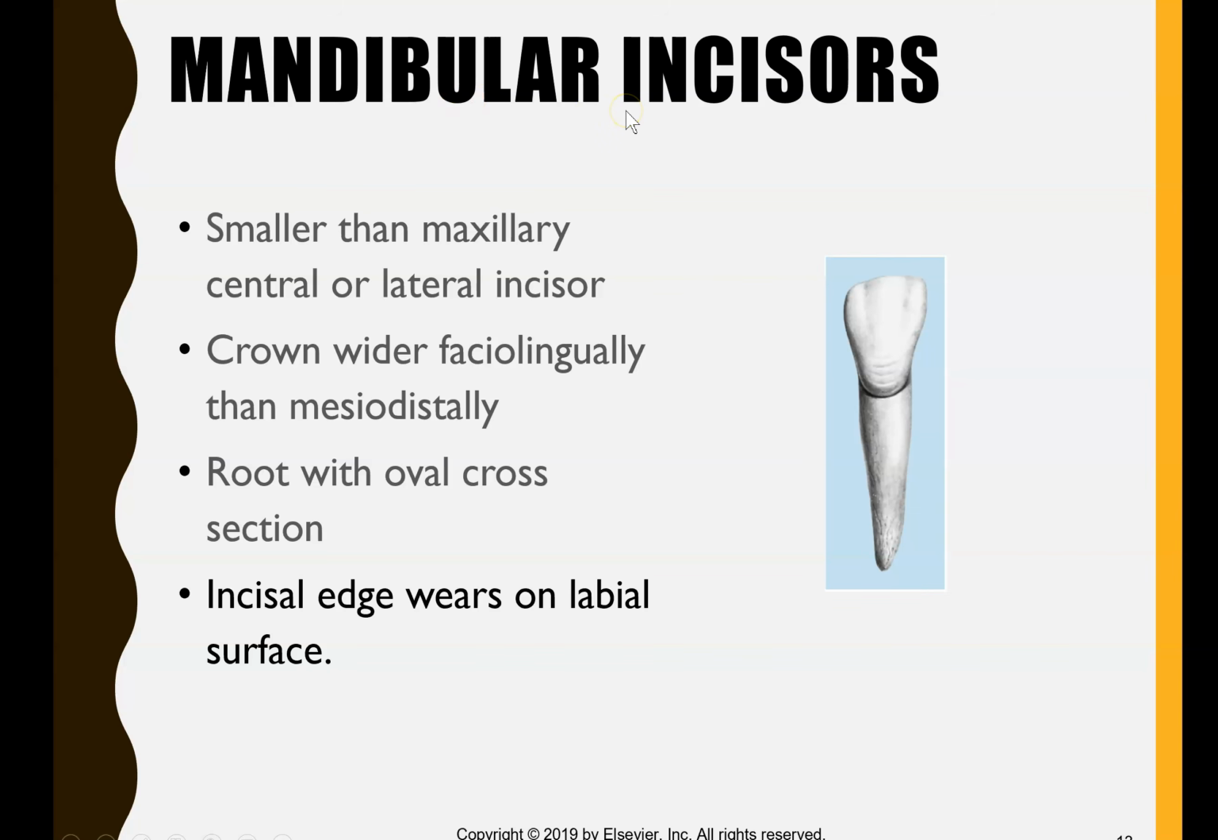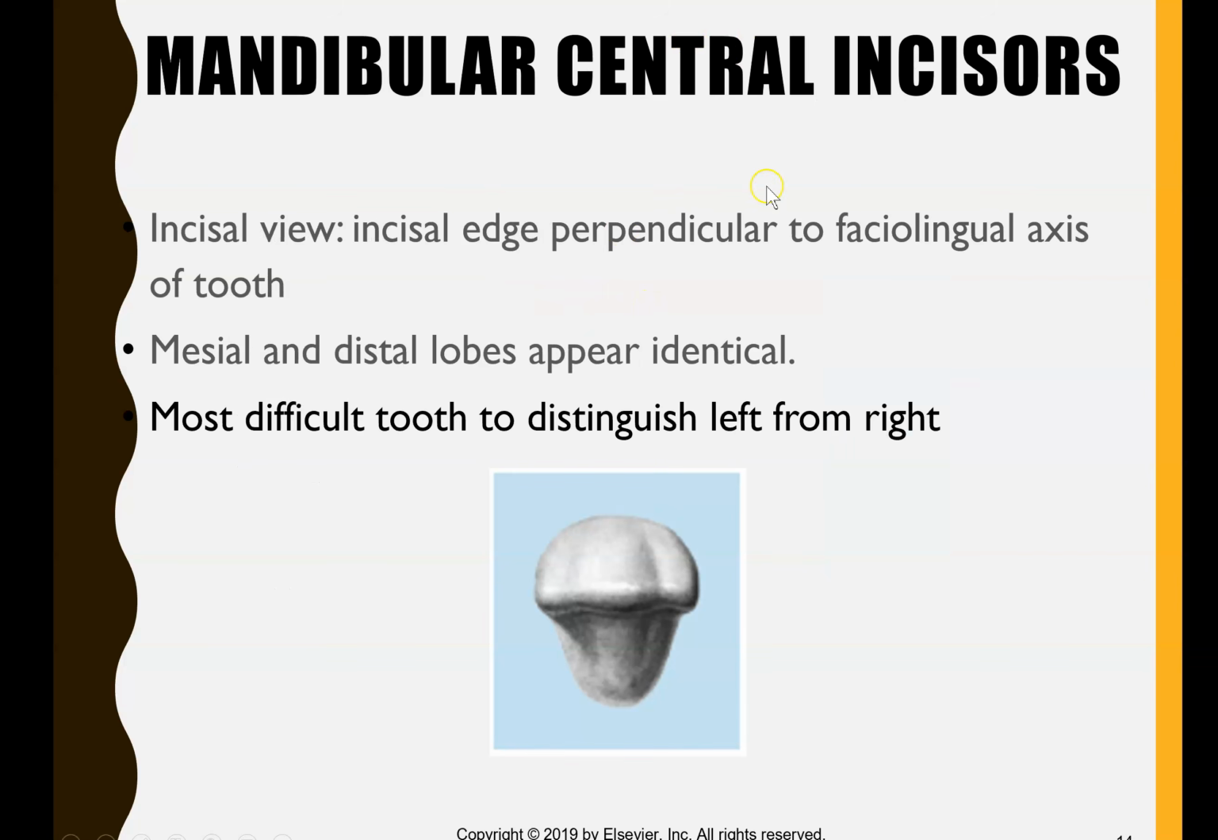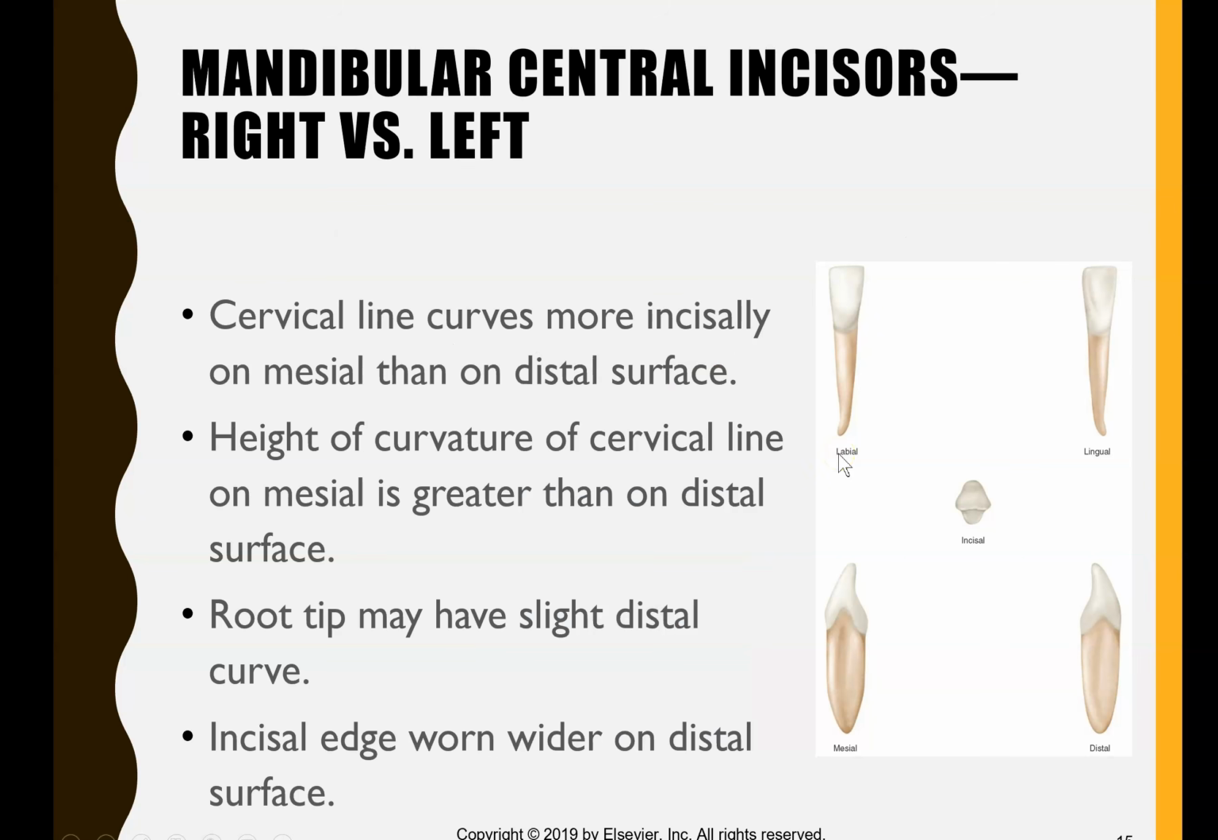The mandibular incisors are smaller than the maxillary central or lateral incisors. In fact, they're really small teeth. What's unique about the mandibular central incisors is that it is so hard for us to distinguish the left from the right because they look the same on both sides. The mesials and distals look the same. The lobes on the mesial and the lobes on the distal appear identical. So it is quite hard to distinguish right versus left.